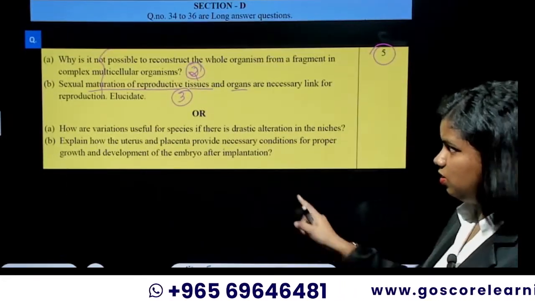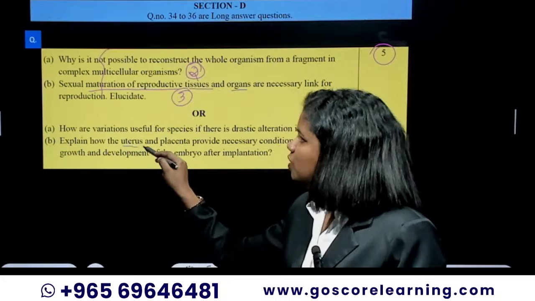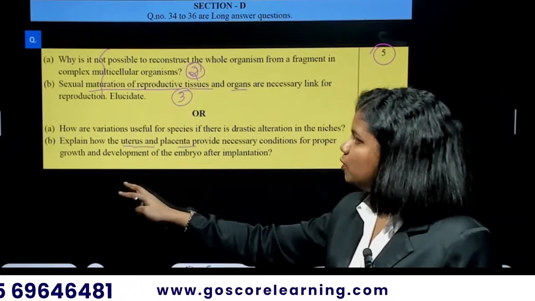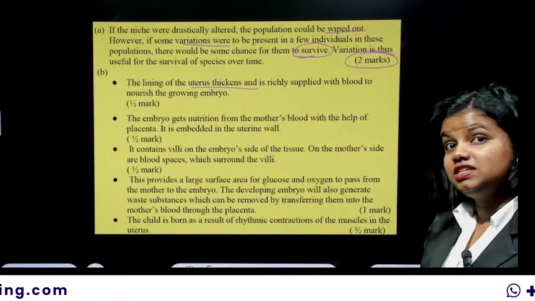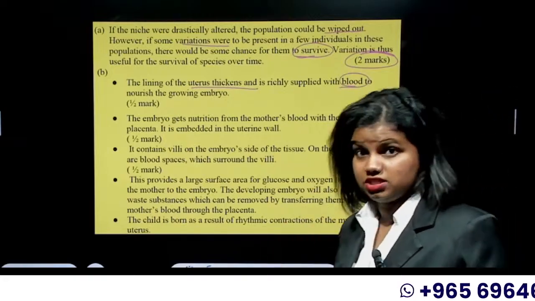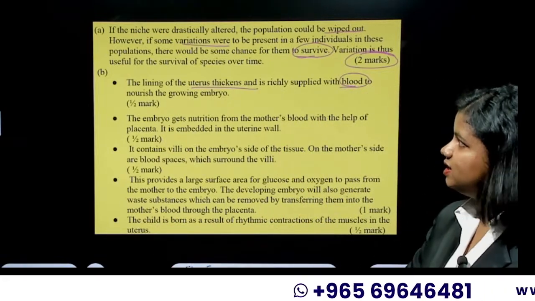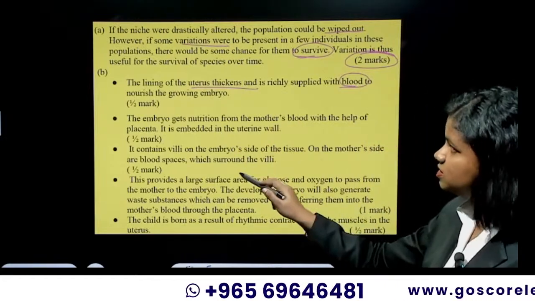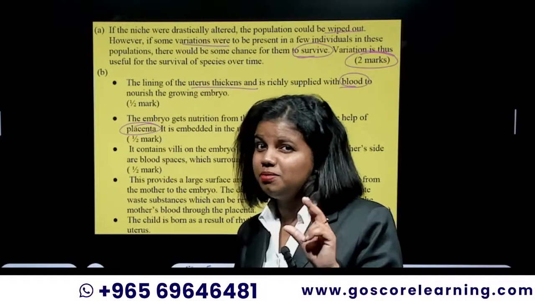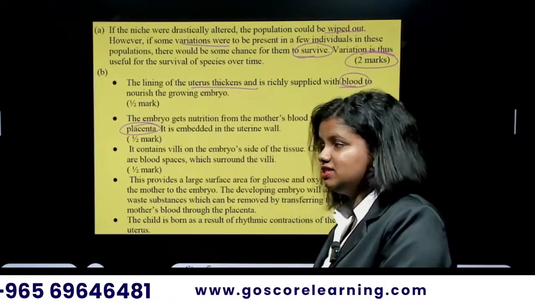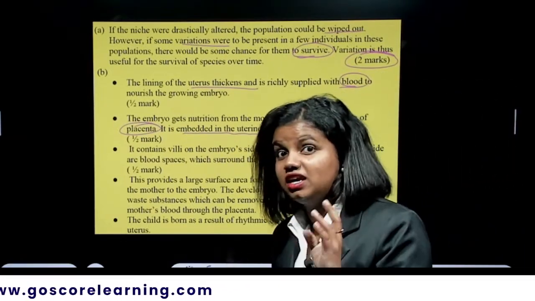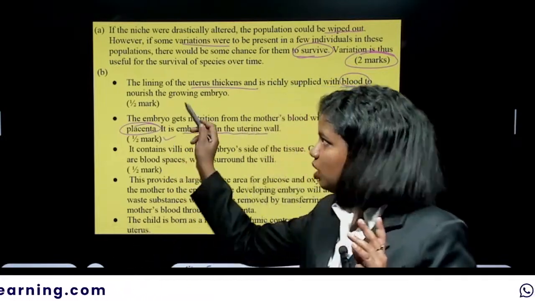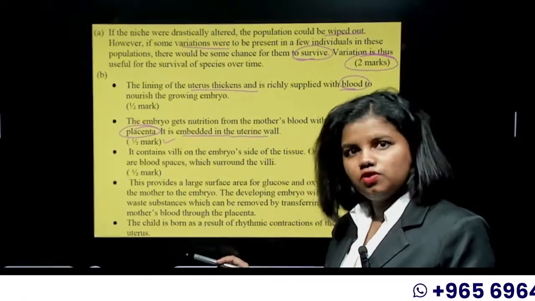And then the second part, or the B part of the question: explain how uterus and placenta provide necessary conditions for proper growth and development of the embryo after implantation. So you basically have to explain the structure of the uterus. The uterus thickens and is richly supplied with a lot of blood capillaries for the growing embryo. You will get half mark for that. The embryo gets nutrition from the mother's blood with the help of the placenta. What is the placenta? It's a temporary organ which is developed during pregnancy, right? And that placenta will be embedded in the uterine wall. If you mention a fact about the placenta, you will get the second half mark. So 1 mark there.